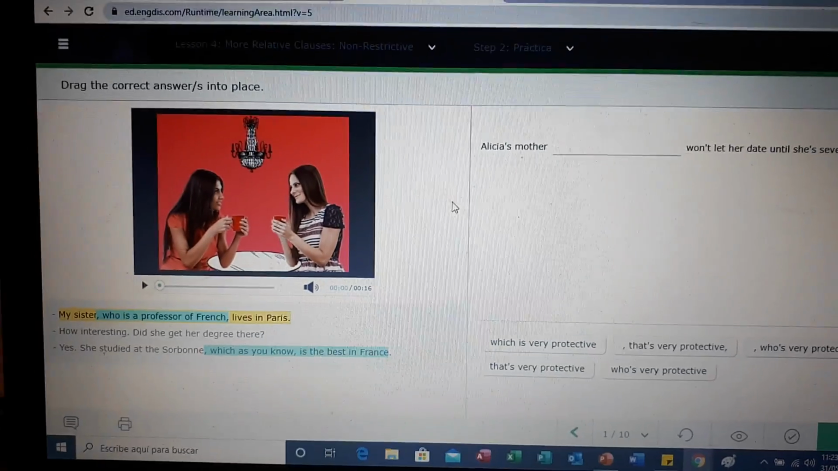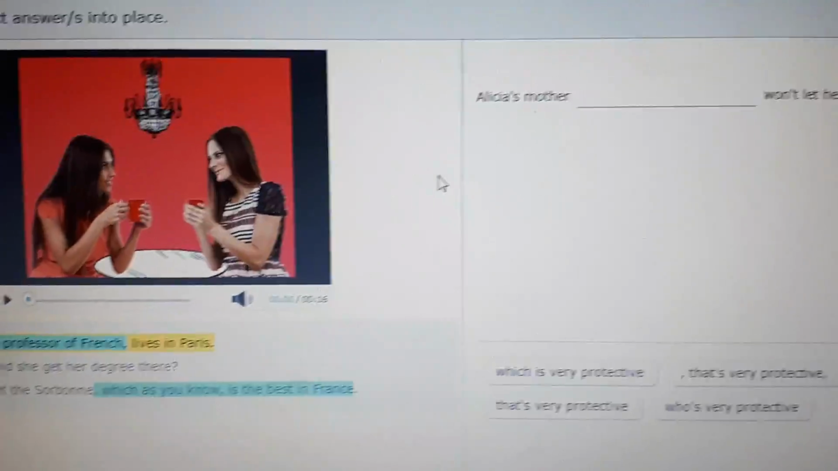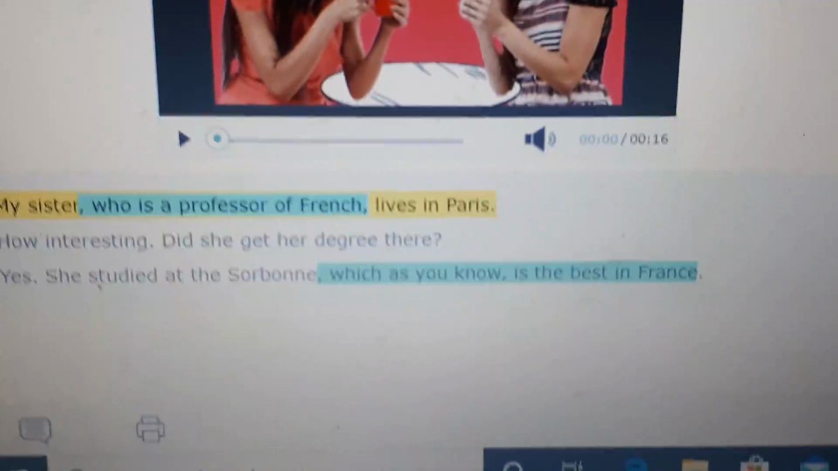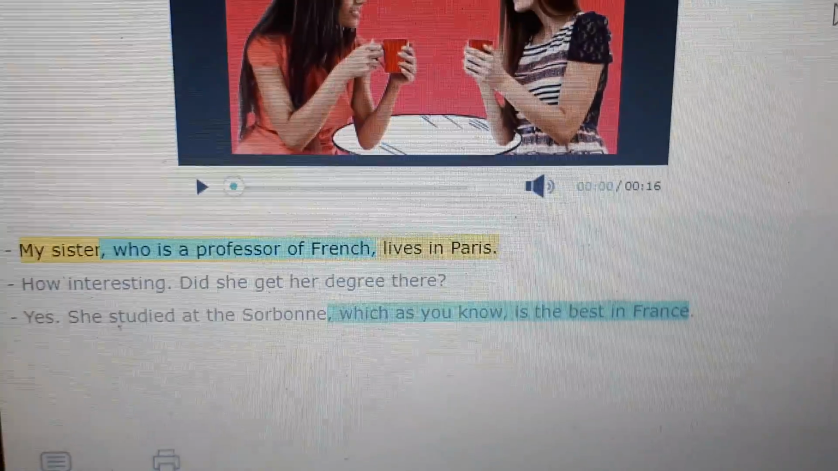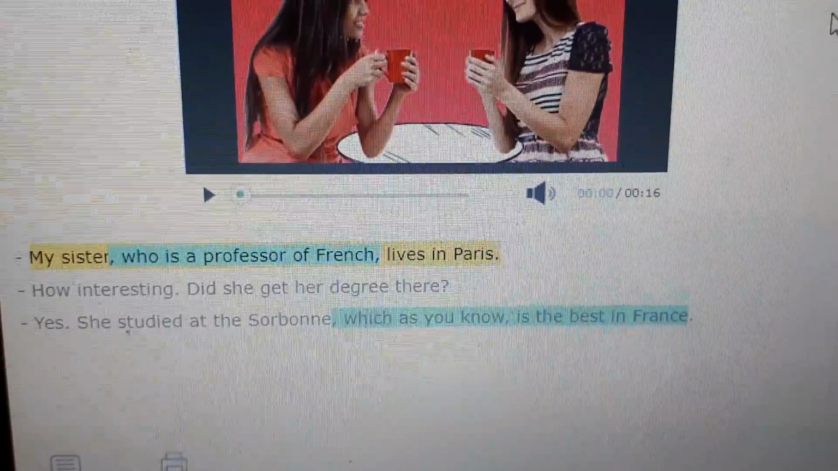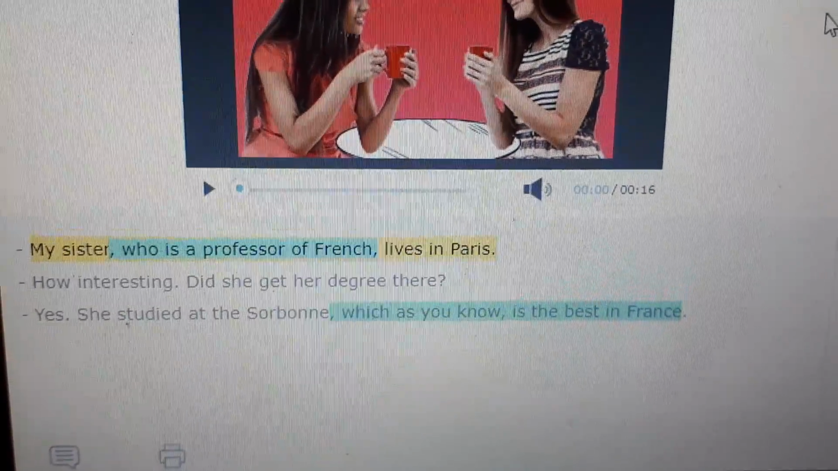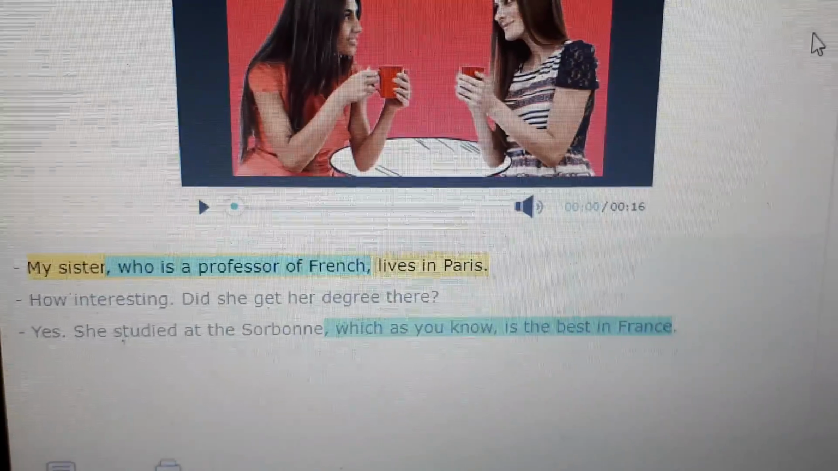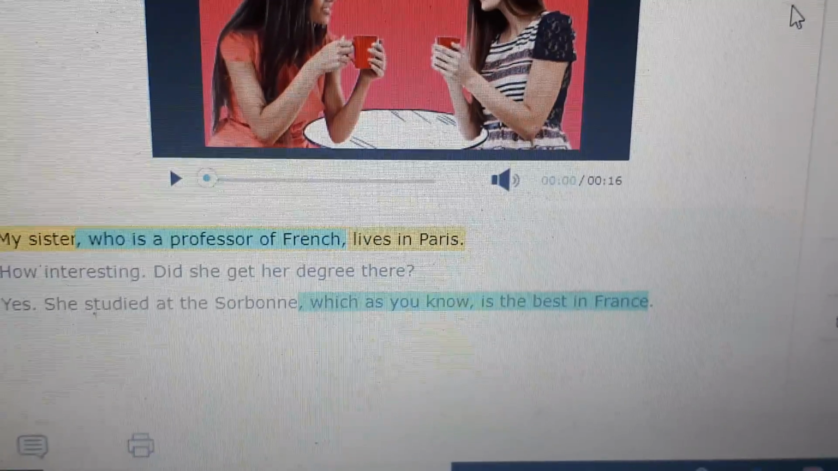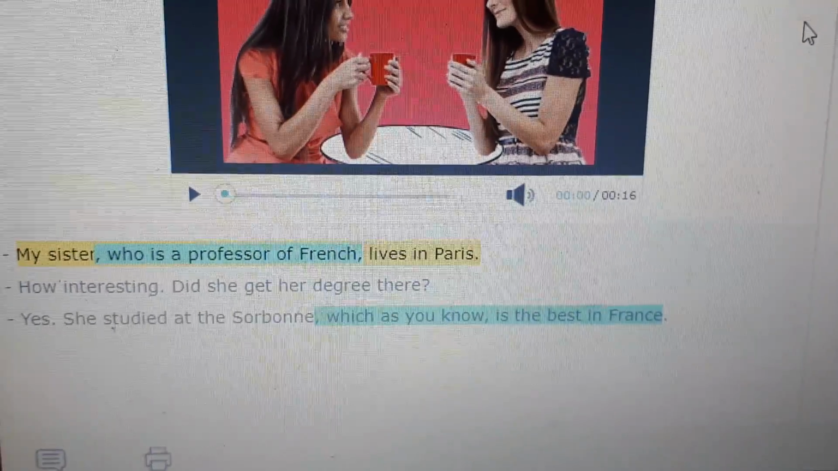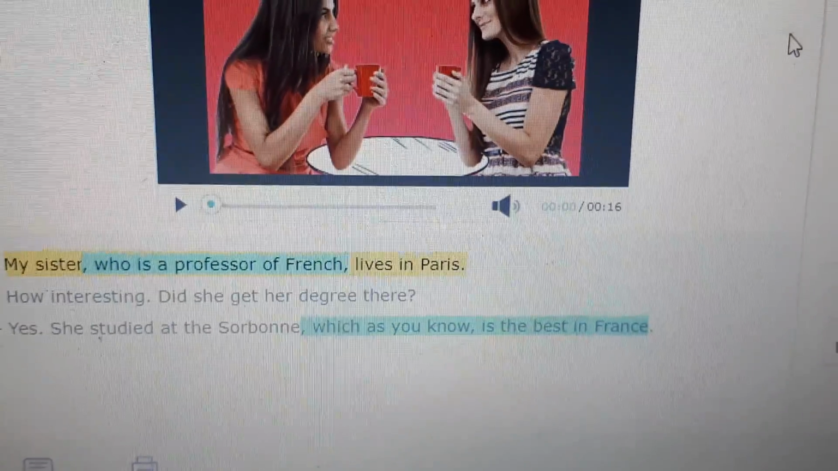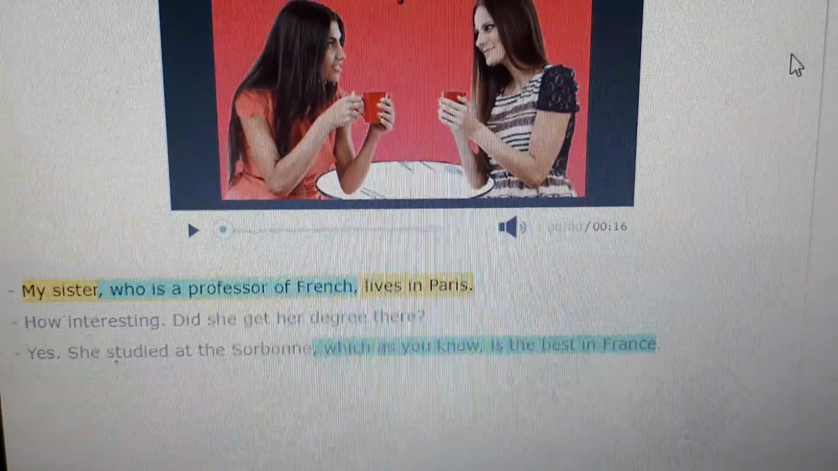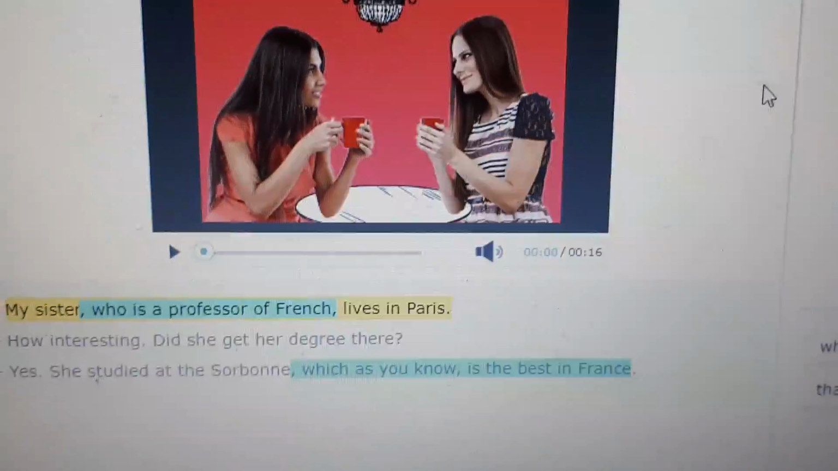Here we have an example. My sister, who is a professor of French, lives in Paris. How interesting, did she get her degree there? Yes, she studied at the Sorbonne, which, as you know, is the best in France. So how are we going to create or to understand the relative clauses?